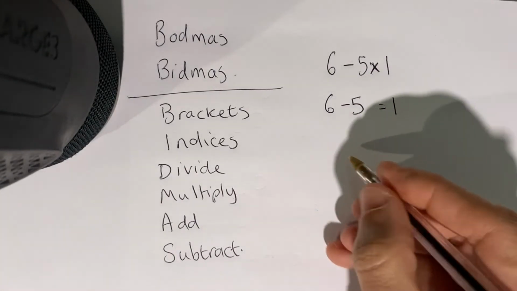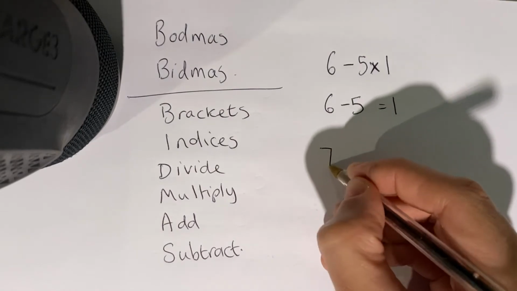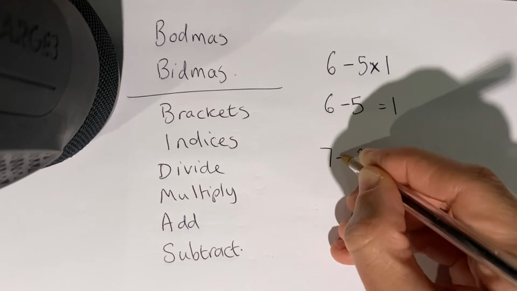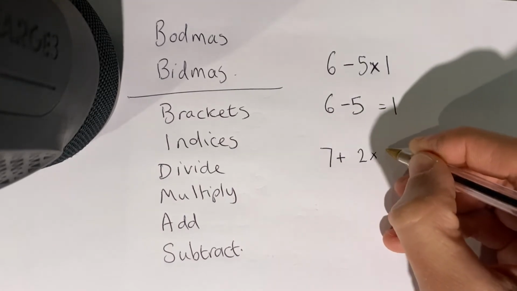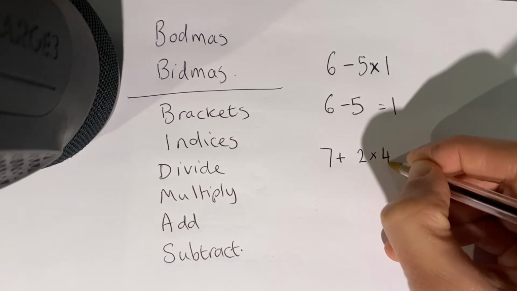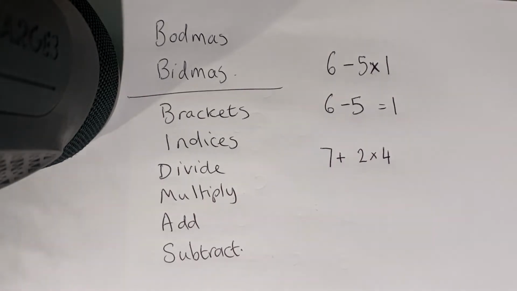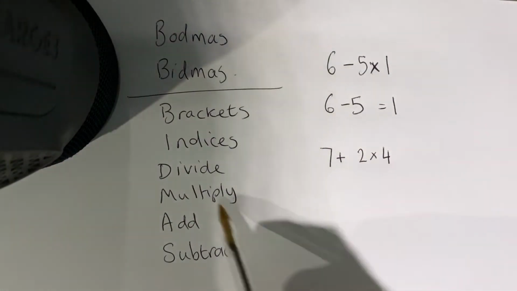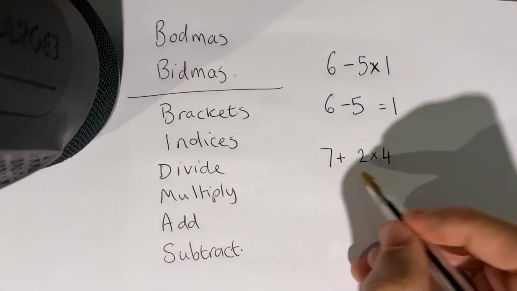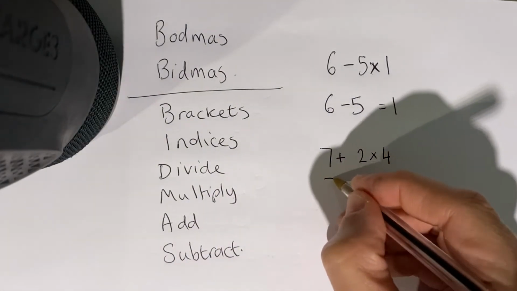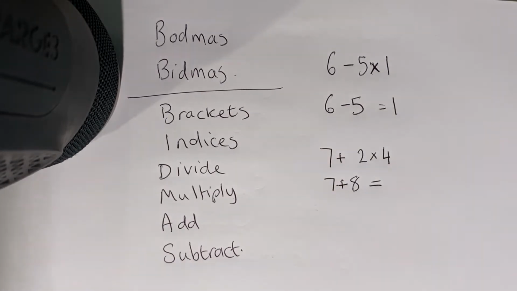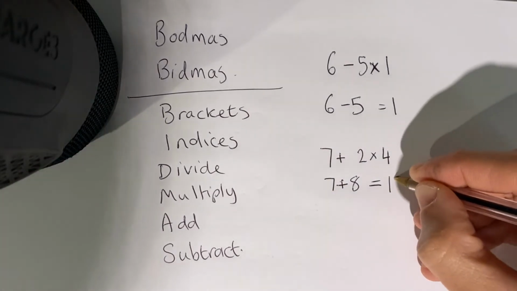Okay, let's have a look at another. Let's say I had 7 plus 2 times 4. Well, we do the 2 times 4 first because that's what comes first. So 2 times 4 is 8. So then we've got 7 plus 8, and 7 plus 8 is 15.